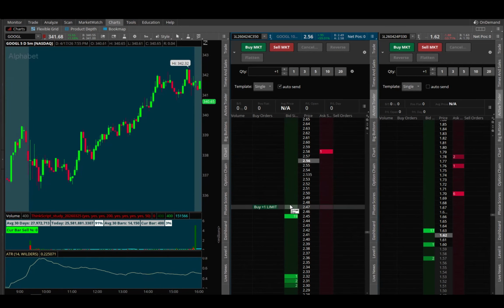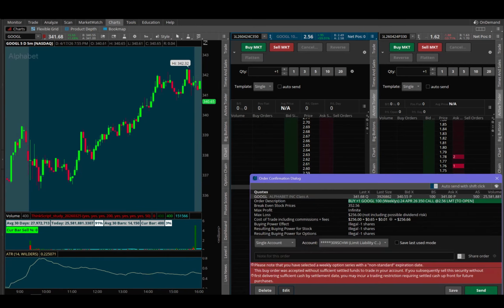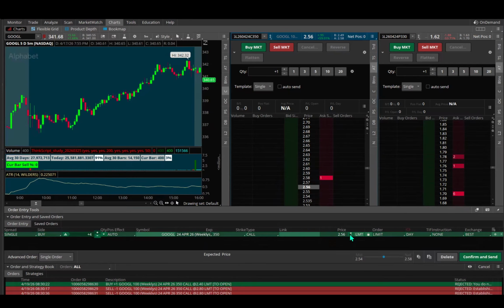You could have it ready to fill your order. It's very fast. As you can see, the auto send, one click of a button, you buy, you sell, done. If I take the auto send off, you have to click buy. You still have to edit it. You have to adjust it. You have to do that.